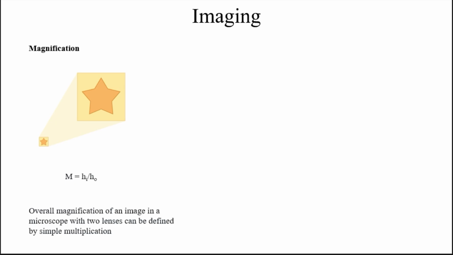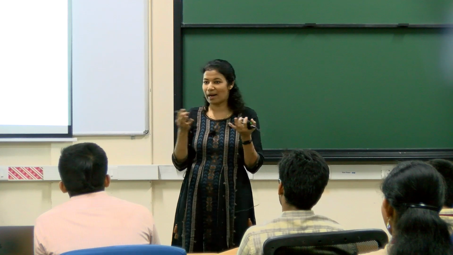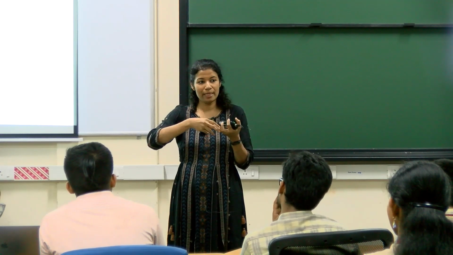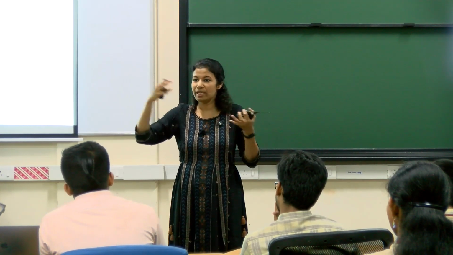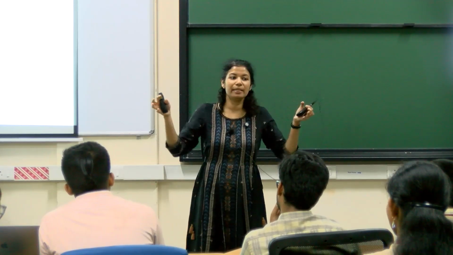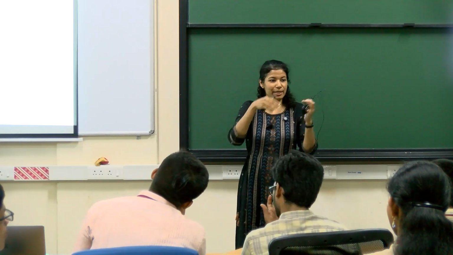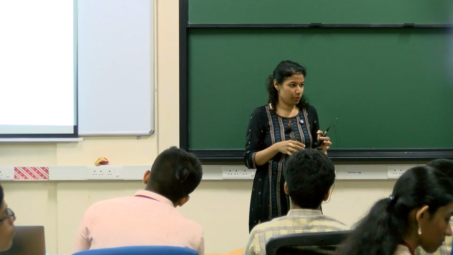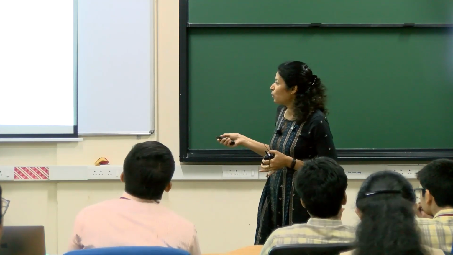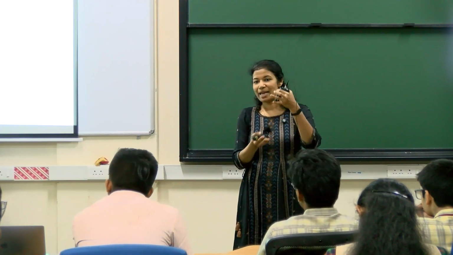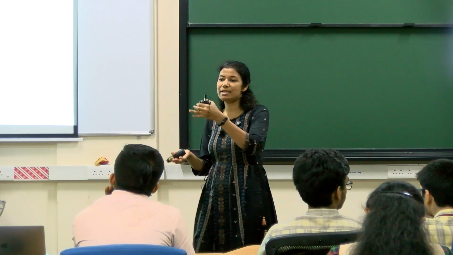One of them is magnification. So you all understand magnification, right? It's the apparent size in the image that you see of the object. You are not actually increasing the size of the object. It is just an apparent increase in the size that you see because of the optics of the microscope, right? So very easily you can define magnification as size of your image divided by size of your object.